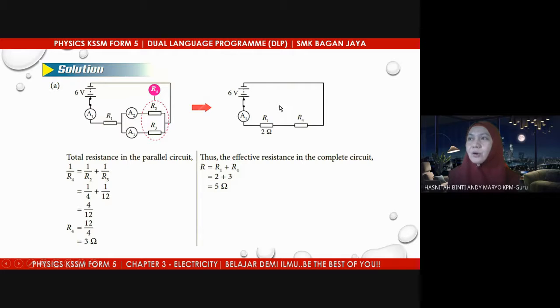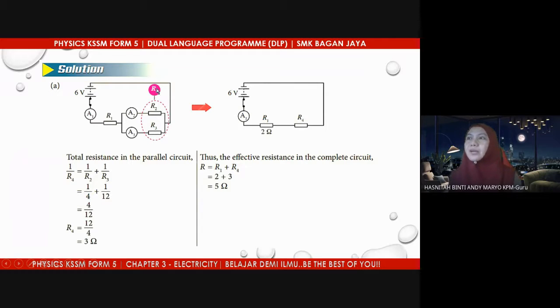Okay, so when you combine them, it becomes R4. R2 combined with R3 become R4. So this is, we draw a new drawing after we combine R2 and R3. Okay, how to find the total resistance here in R2 and R3?